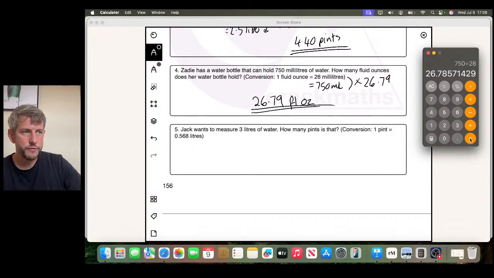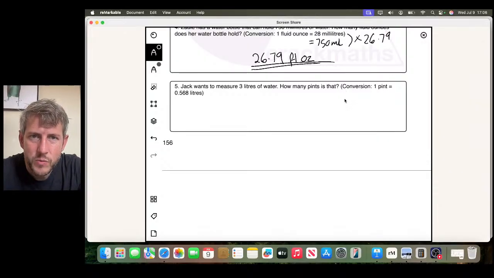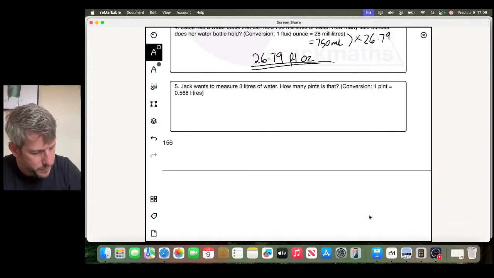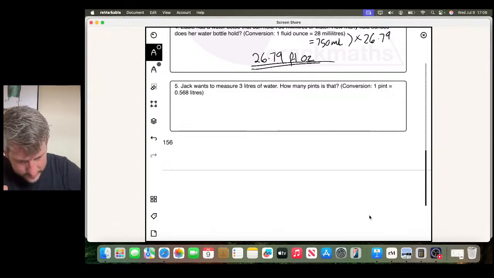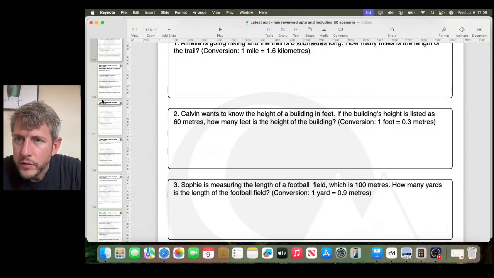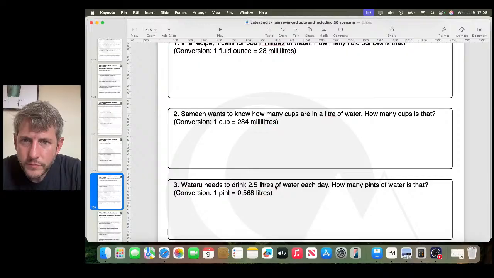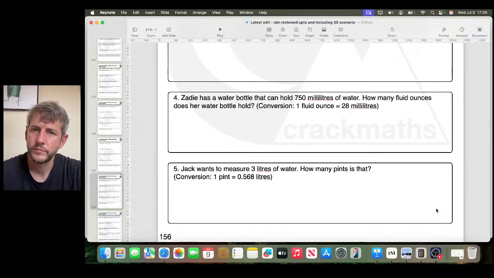Okay, right. Question 5. We've got Jack wants to measure 3 litres of water. How many pints is that? Right, I'm going to have to change this as well because I don't like it when the conversions are split like this. So remember, what page was this number again? 156. There we go. Right, so let's go here. 156. Here we go, and then we'll just enter that there. So that's on that line. Okie dokie, right. So that is all well and good.